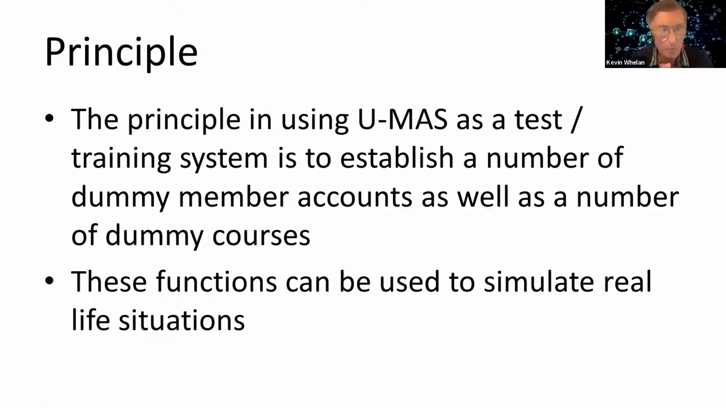Now, the principles of what I'm trying to achieve today is around using UMass as a test system to establish a number of dummy member accounts as well as dummy courses. Using these, we can simulate certain situations that occur. They may not be related to access levels. They may be related to other things like how do I manage my wait lists? I'm not too sure whether if I tick this particular box in system settings, will the wait list do what I think it's going to do? You can simulate that in this environment before you actually go live to everyone.